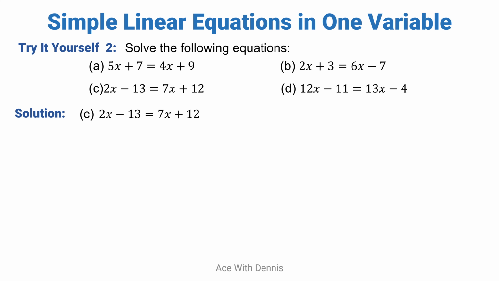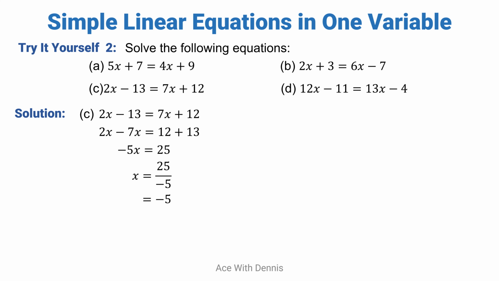C, 2x minus 13 equals 7x plus 12. So for this example, we should move the 2x to the right side so that the x term becomes positive. But now, I want to use this example. We try to move the 7x to the left side and make the x term negative and see what will happen. When I move the 7x to the left side, it will become minus, and the minus 13 moved to the right side becomes plus. So the equation becomes 2x minus 7x equals 12 plus 13, which is negative 5x equals 25, and x will be 25 over negative 5, so the answer is negative 5.